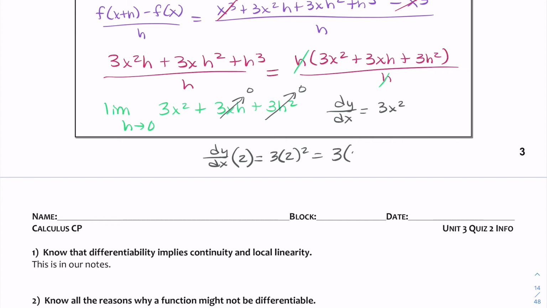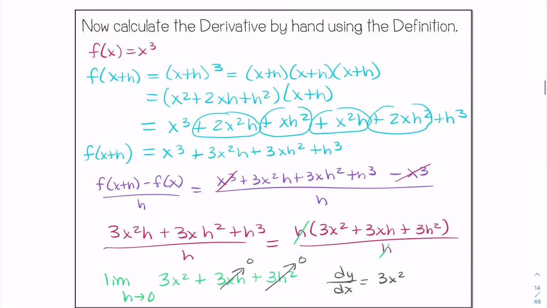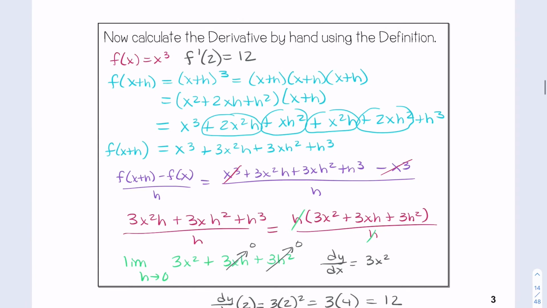Equals 3 times 4 equals 12. So dy/dx at 2 is 12. I don't really like that notation, so I'm going to change it up. I'm going to say f prime of 2 equals 12. And there we go. That's our answer.